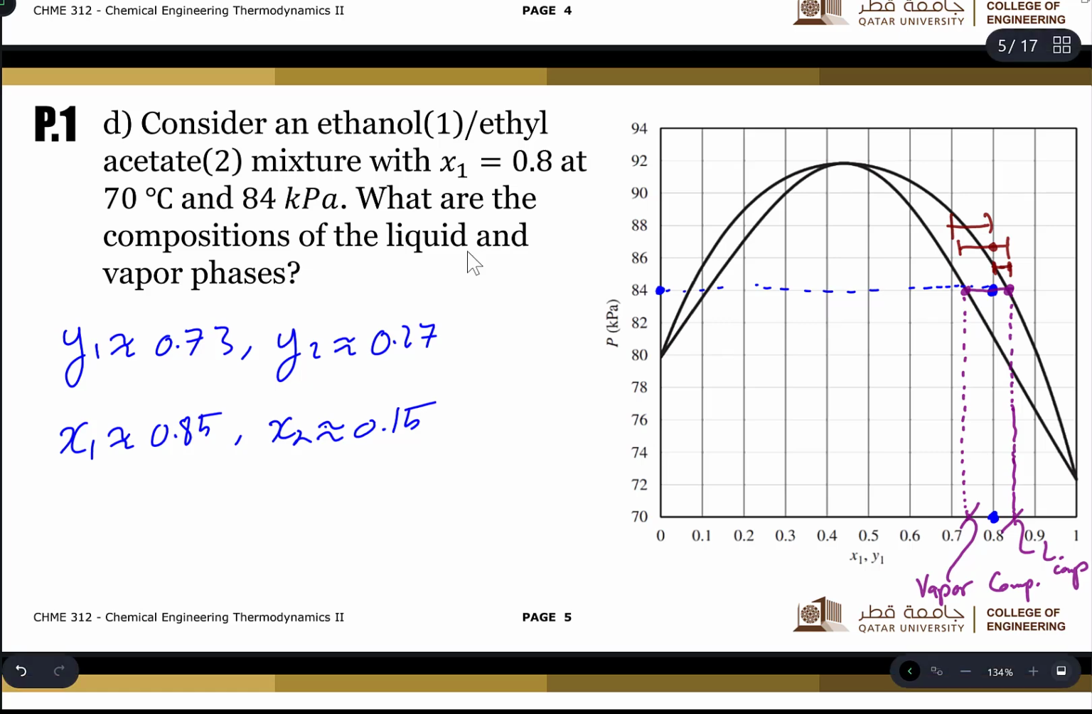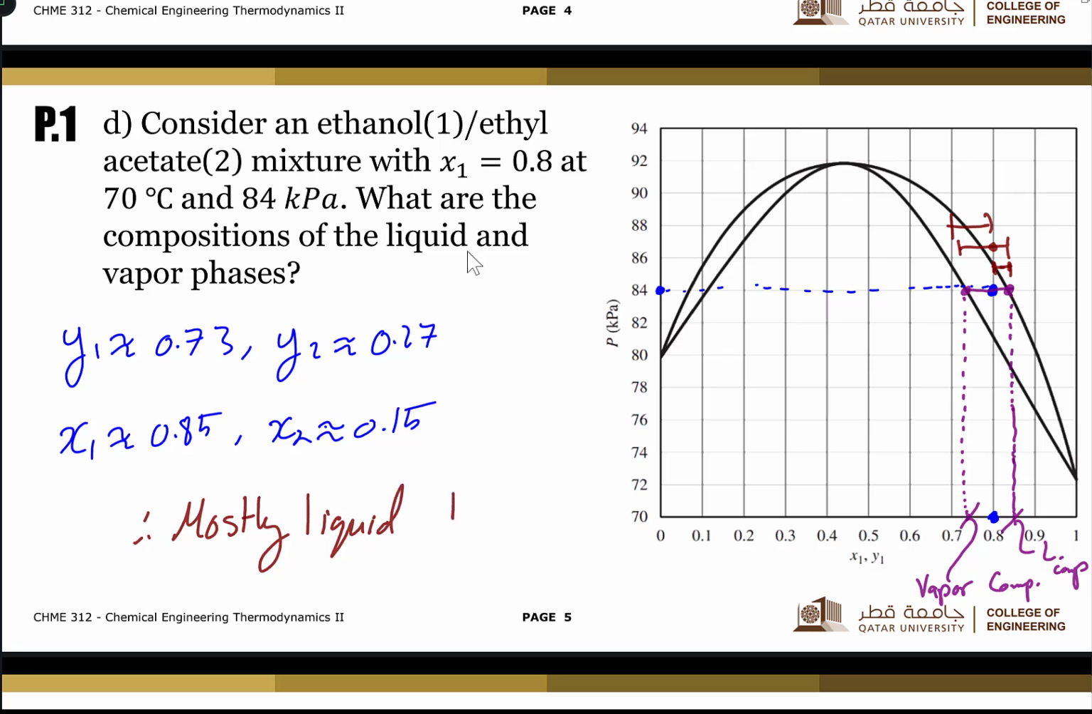All right, so just highlighting that. So therefore, mostly liquid because we are closer to this side. Okay? And this would be my bubble. And this is my dew.